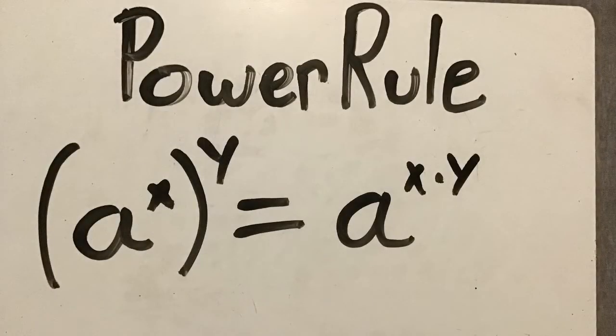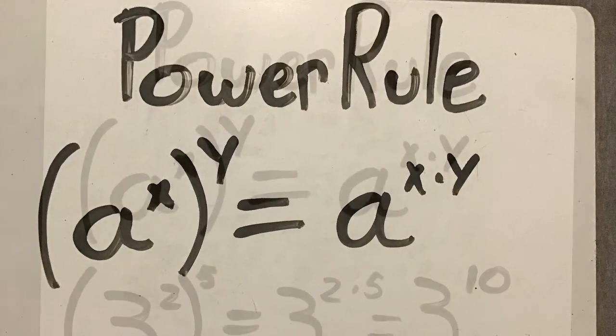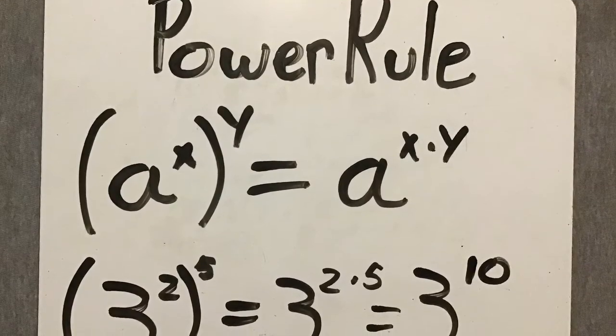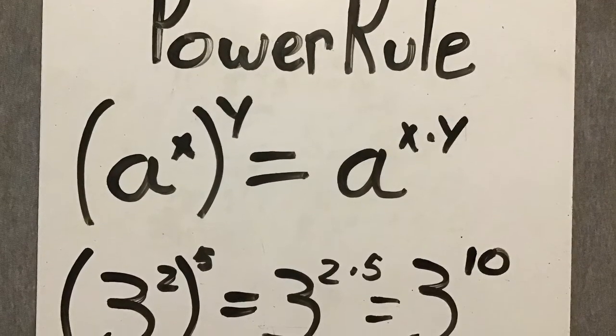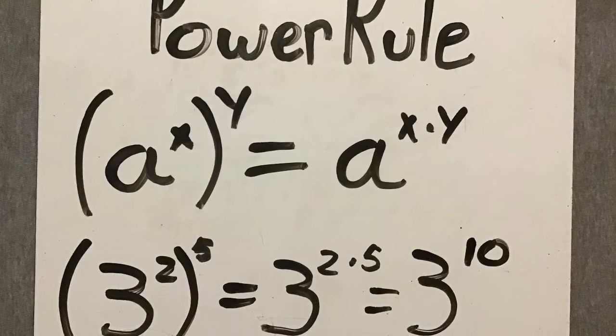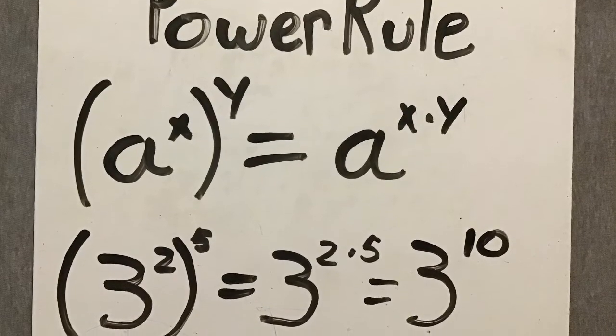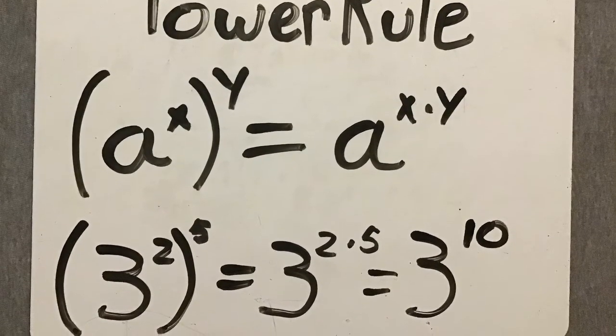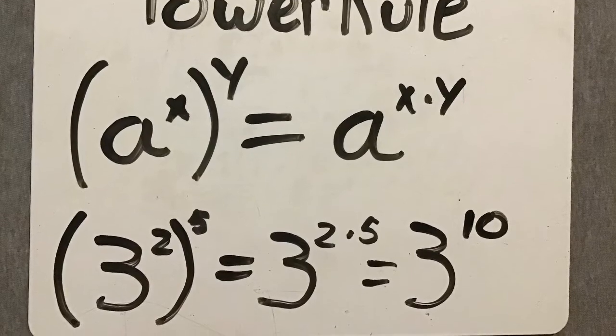The next rule is the power rule. When we have a number with an exponent and we raise it to another exponent, we multiply the exponents together. For example, if I have 3 squared in parentheses and I raise it to the fifth power, I take 2 times 5, that equals 10. So it equals 3 to the 10th power.